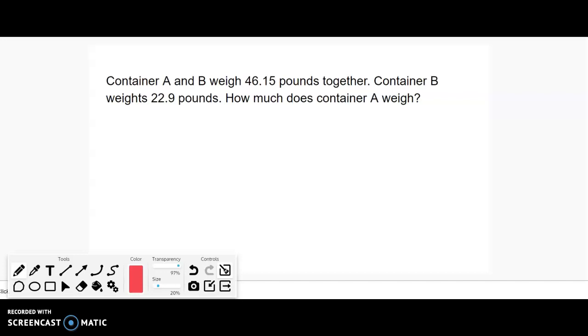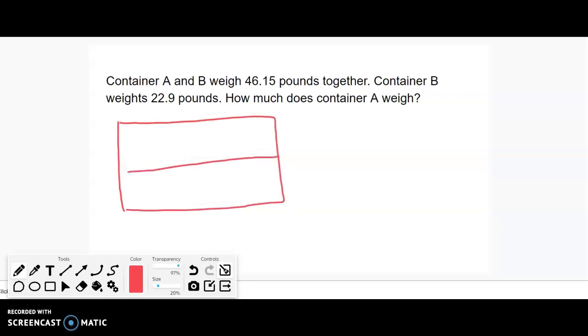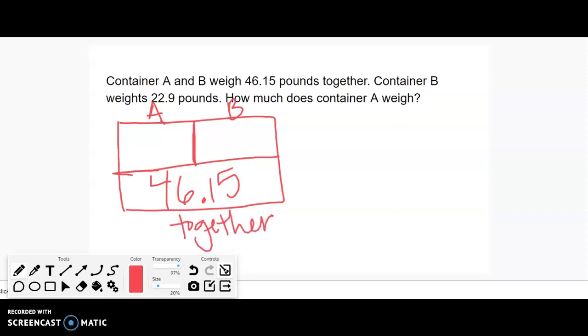Container A and B weigh 46 and 15 hundredths pounds together. Container B weighs 22 and 9/10. How much does container A weigh? This is like one of those part whole situations. So we know the whole thing is 46 and 15 hundredths. We know together, okay, this could be A, that could be B, and this is together. So we have part, B is 22 and 9/10. So how can I find the missing part?